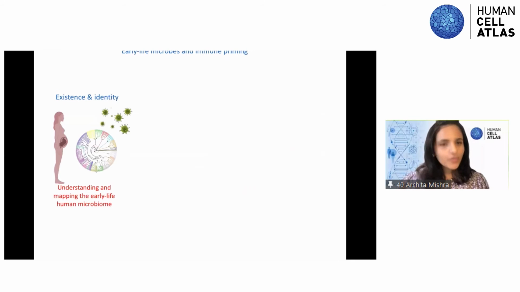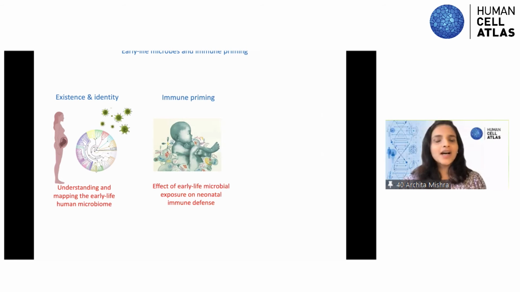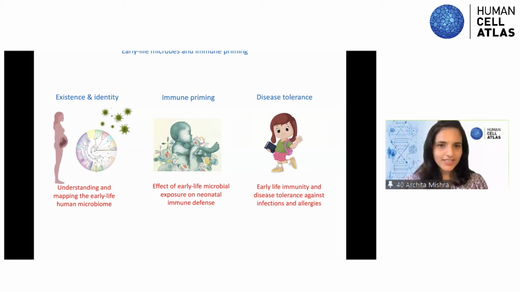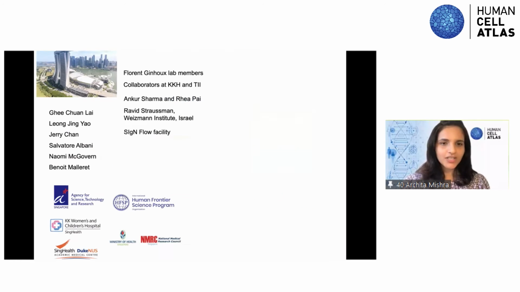So the overarching aim of our research is to understand the early life human microbiome, how that microbiome might affect the immune priming, and at the end of the day, the reason we all work is to understand how that can impact the diseases in early life or later in life, and how that can be intervened by better knowledge. With that, I would like to thank all our collaborators.